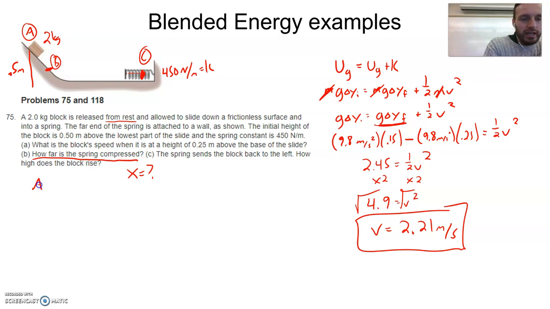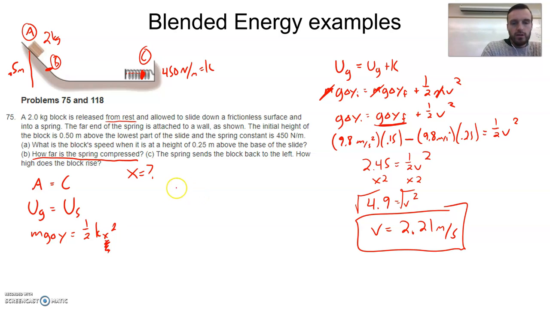I'm going to set the energy at A equal to the energy at C, because the total energy of the system has to remain the same unless there's work being done by non-conservative forces such as friction. In this case, we're frictionless, so this is a safe thing to do. So at point A, we only have UG, and at point C, we only have US, the potential energy stored in the spring. And so mg delta y equals 1/2 kx squared. And the question is asking us to solve for the x.